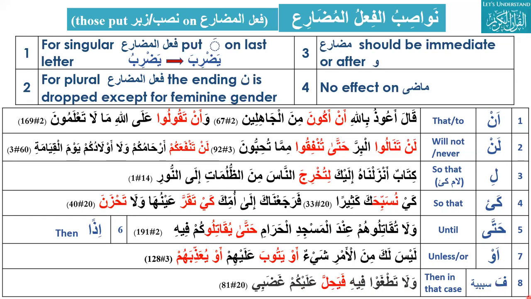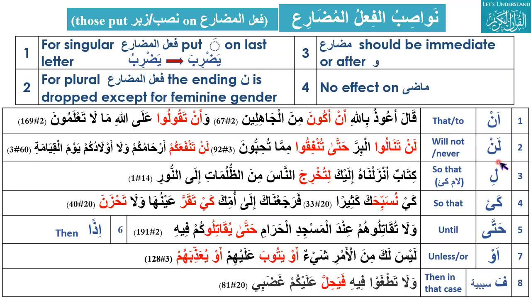Means there is fa sababiyya. An, lan, li, kay, hatta, idha, aw, fa sababiyya. First of all, we should know that these are Nawasibul Fi'lul Mudare. So there are 8 Nawasibul Fi'lul Mudare. We should have it on our fingertips. They are the most commonly used words even in level 0.